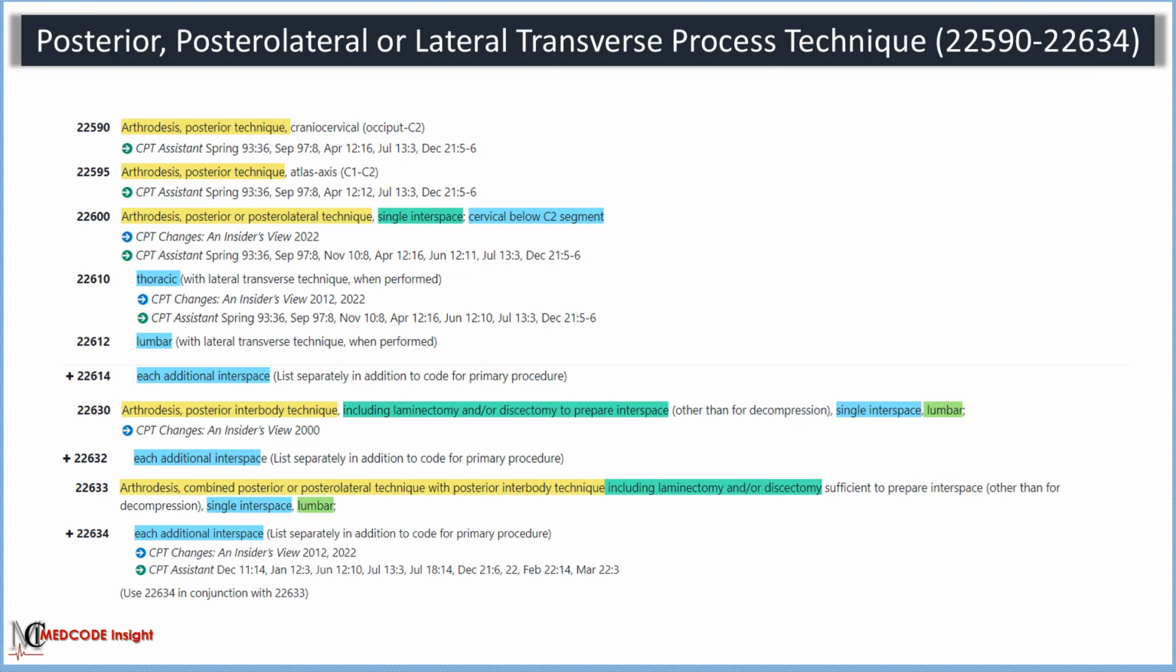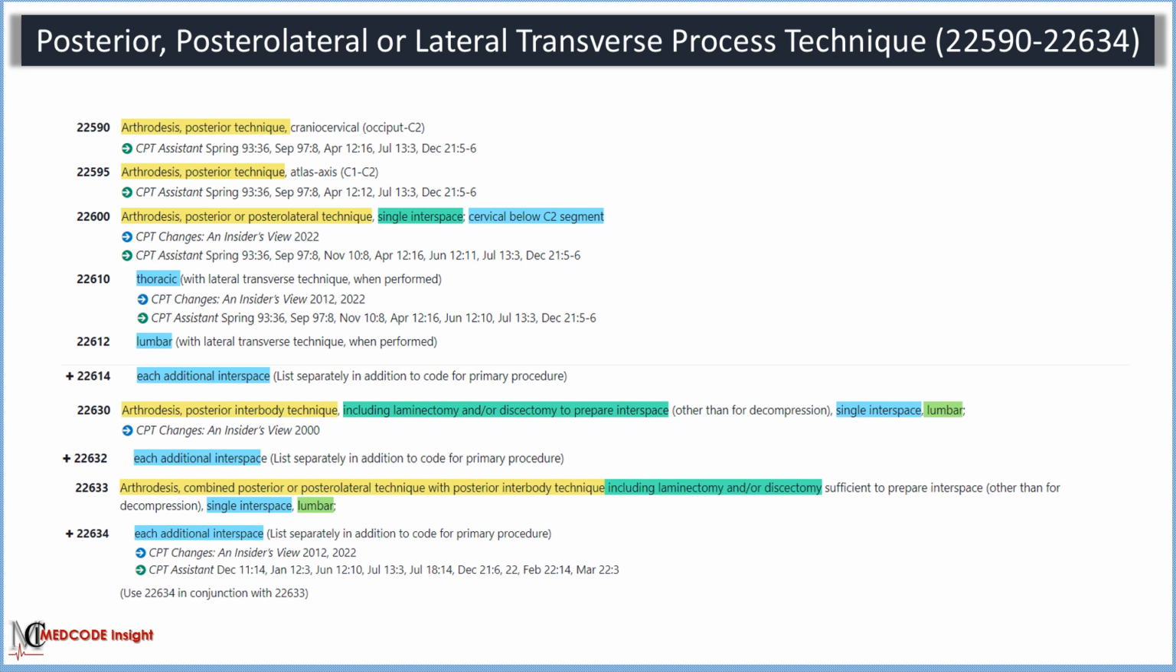In posterior, posterolateral, or lateral transverse process technique, code 22590 is used for orthodesis of second cervical vertebra in the neck to the base of the cranium. Code 22595 is used to perform orthodesis of first two vertebrae of the neck. Code 22600 uses posterior or posterolateral technique to perform orthodesis of single interspace of the cervical region below C2 segment.